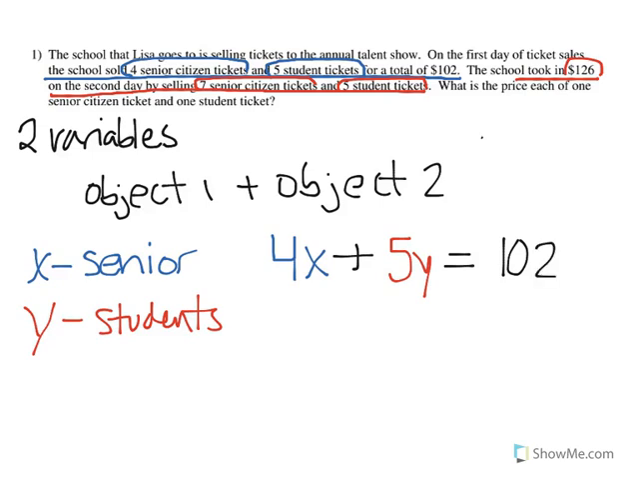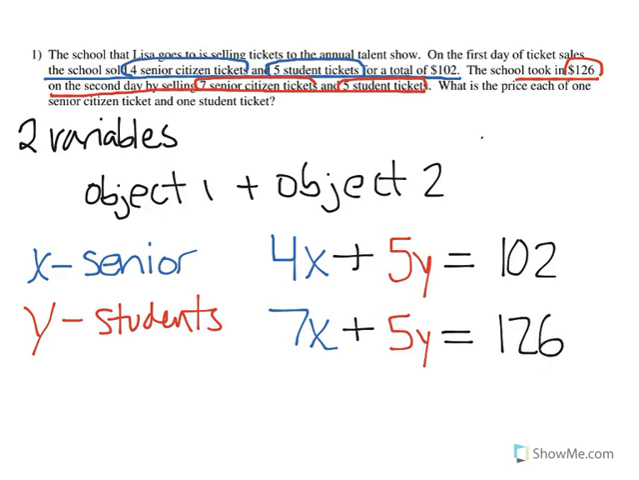And then looking at the next equation, we're looking at 7 senior citizen tickets plus, again, 5 student tickets, and now it's going to be equal to $126.